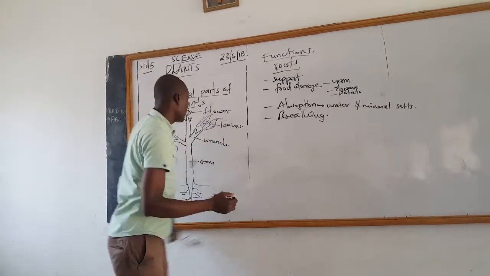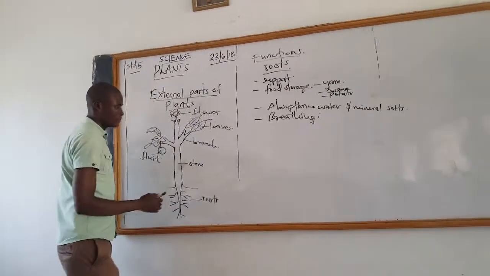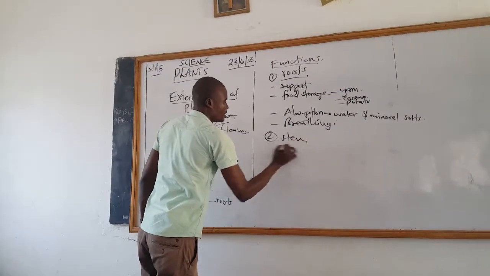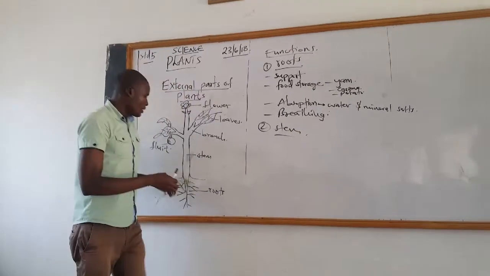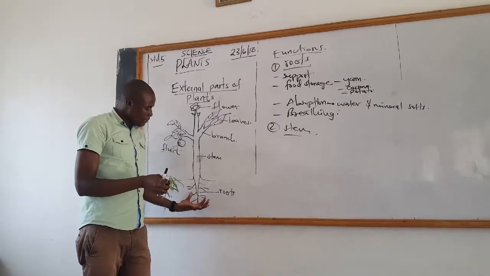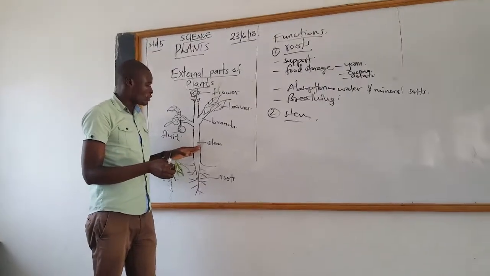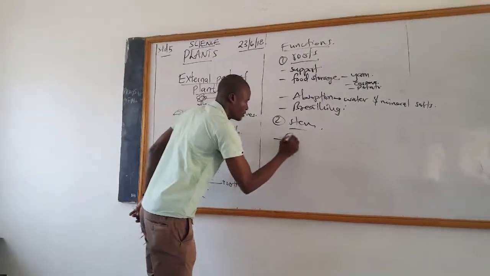So now we are going to the second part, and that is the stem. That was one. So number two, the stem. The stem, after the root absorbs that water and mineral salts, the stem will transport. So the first function of the stem is transport.